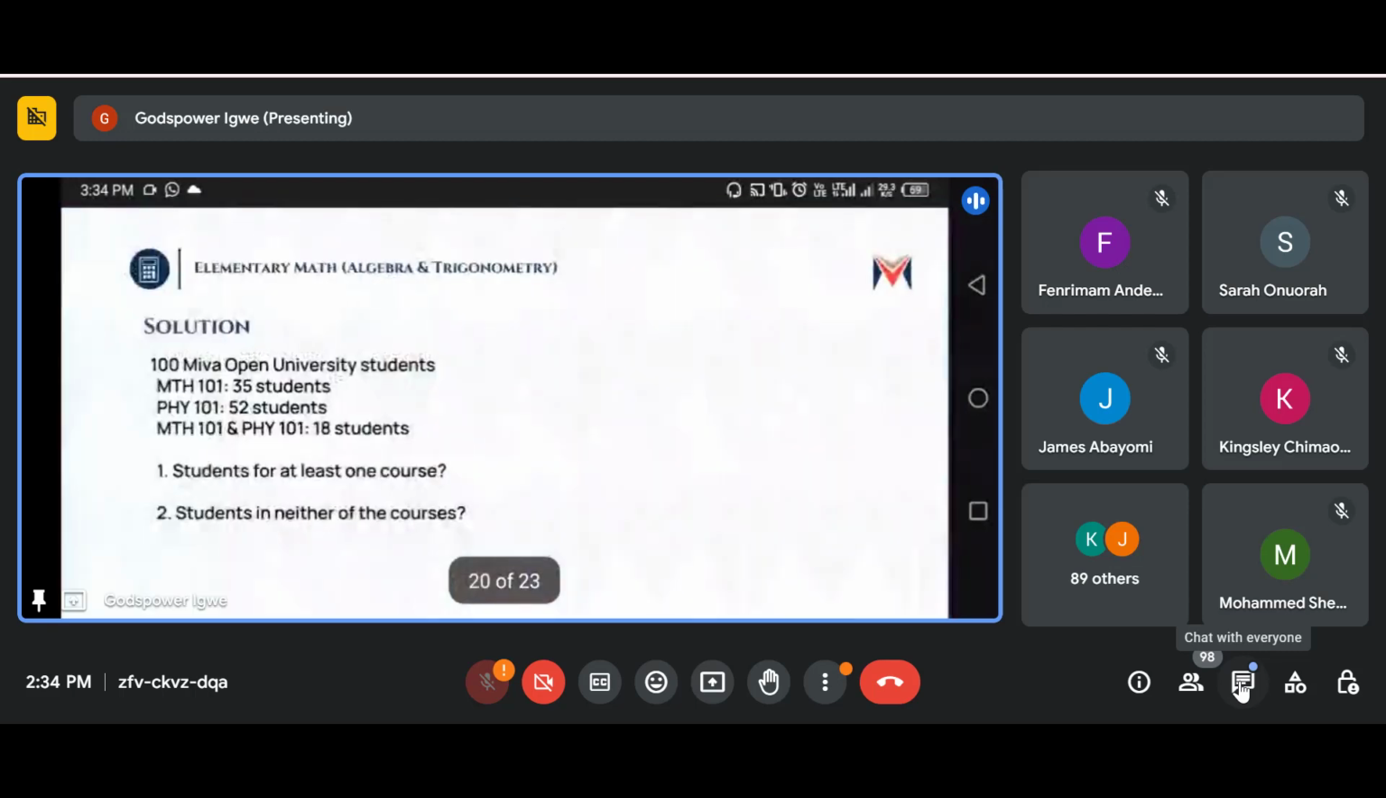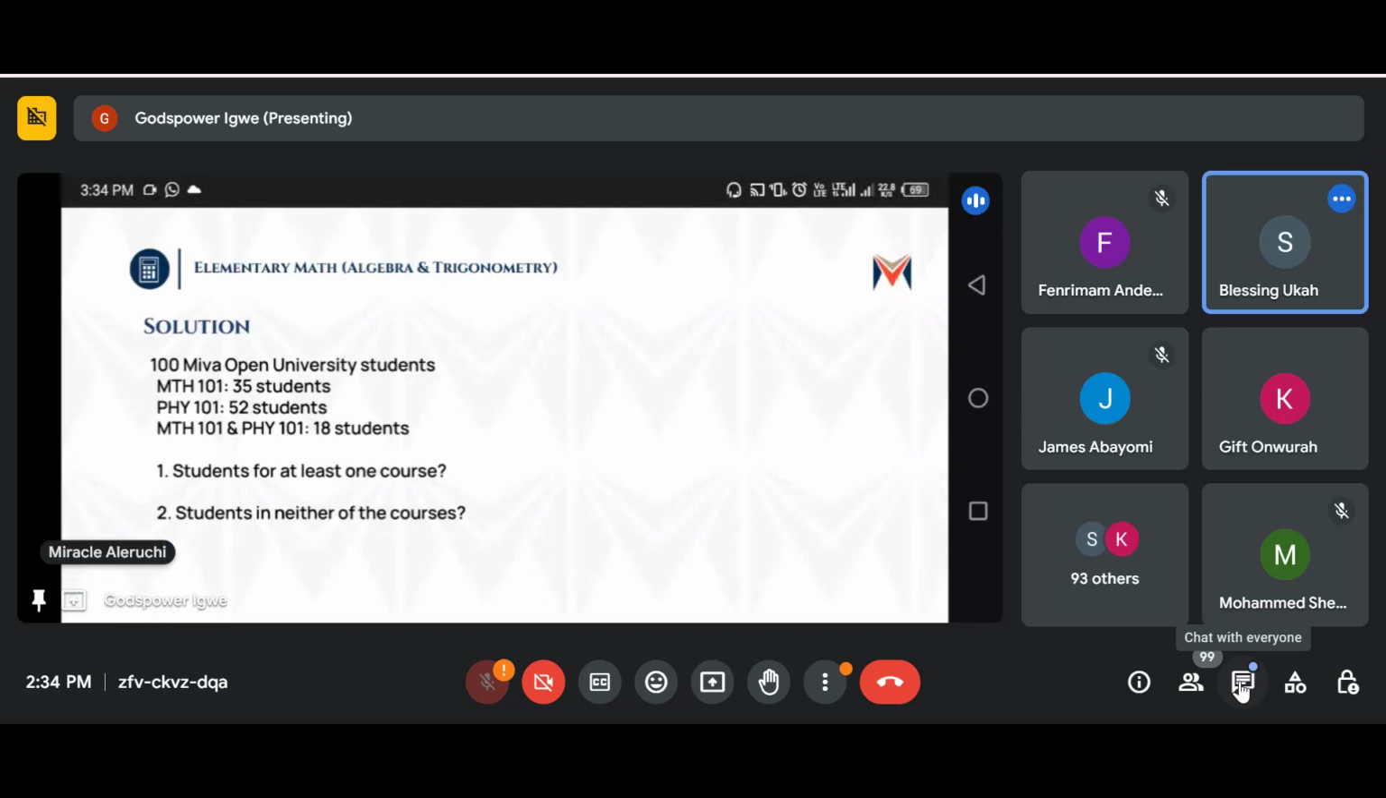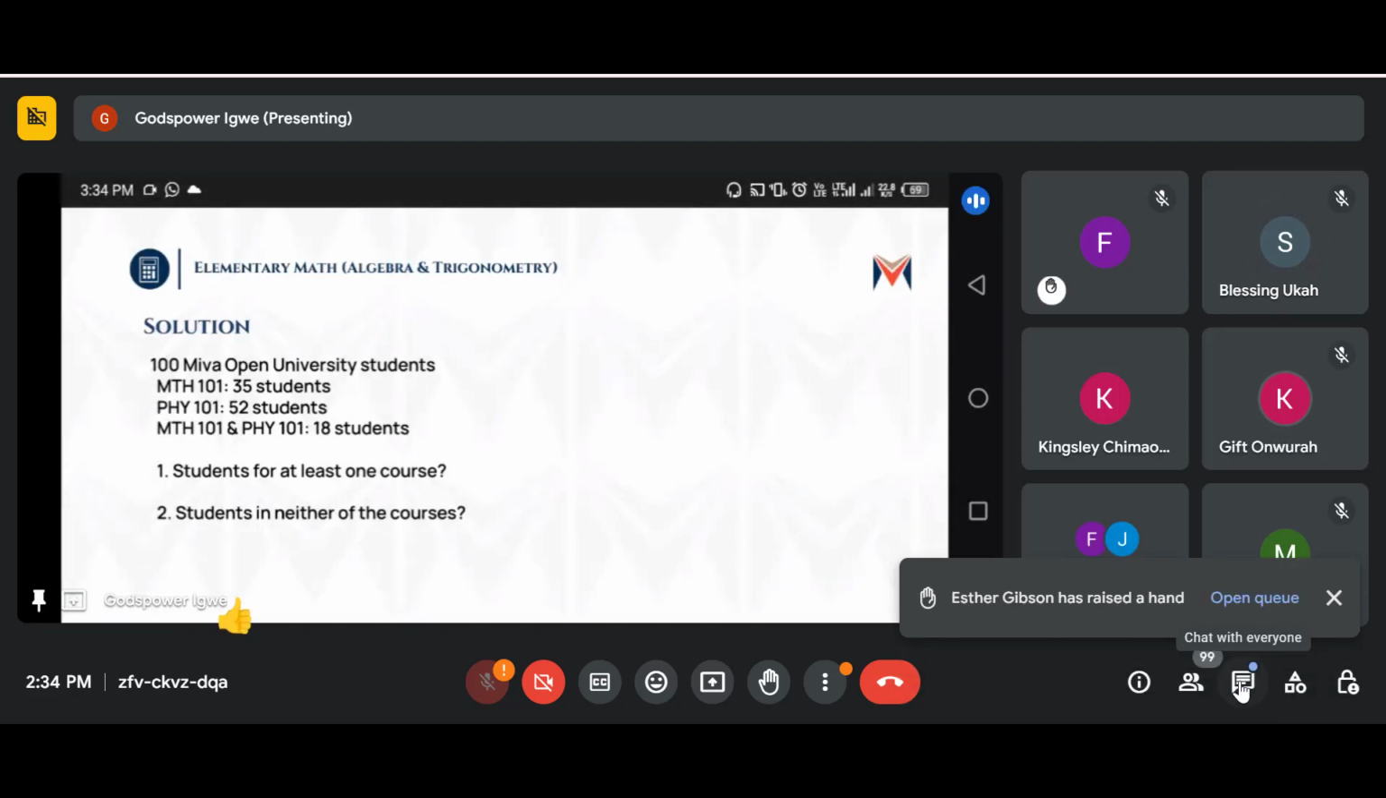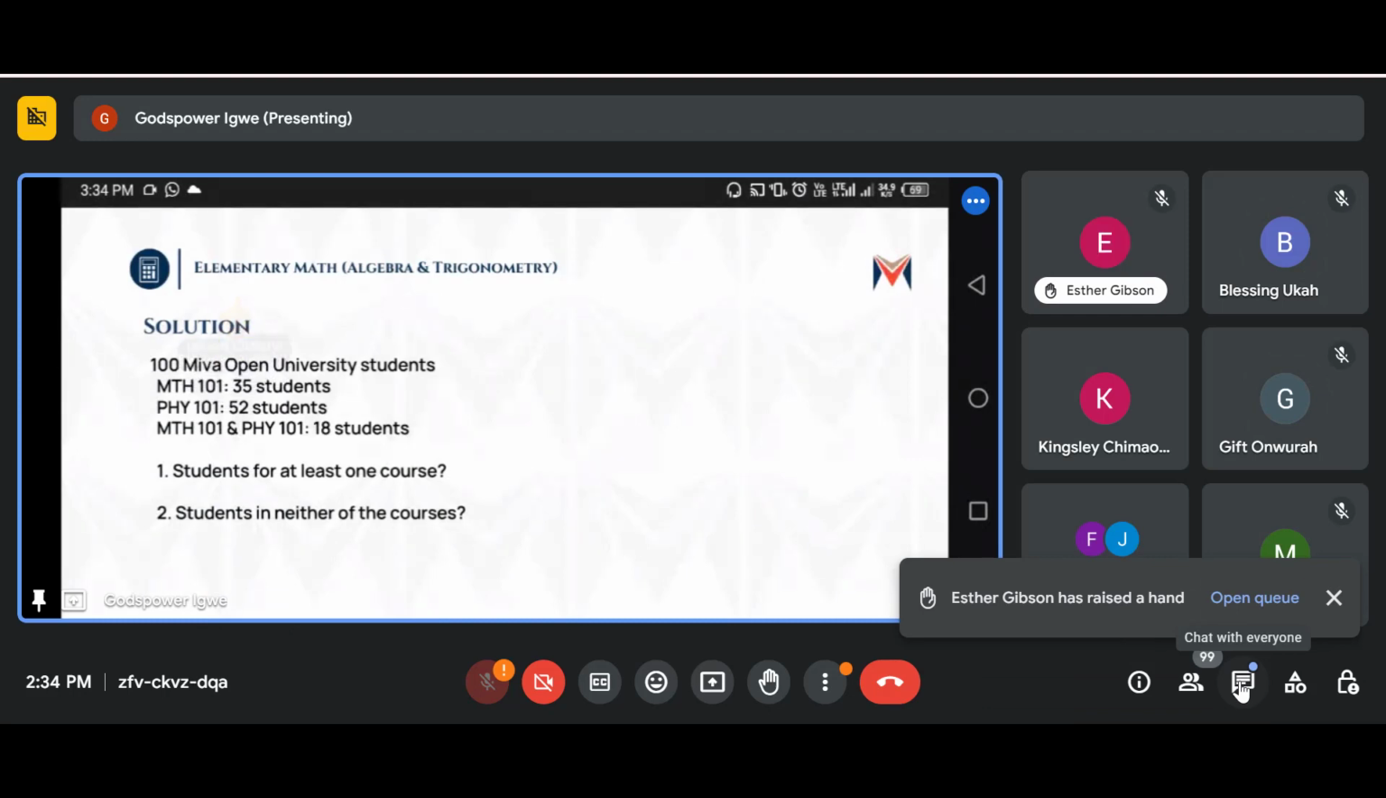Okay, what's the other example here? We did this last night where we say 100 students, Maths 101, 35, and 52 students, and so on. I don't think there's any need for this. Is there any need for me to solve this again? Yes. We did this yesterday now.